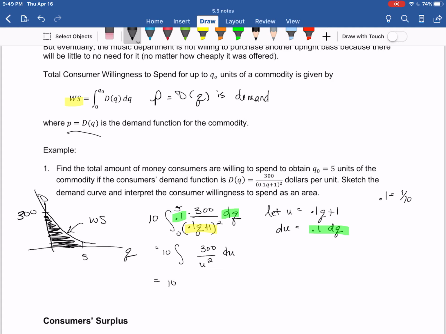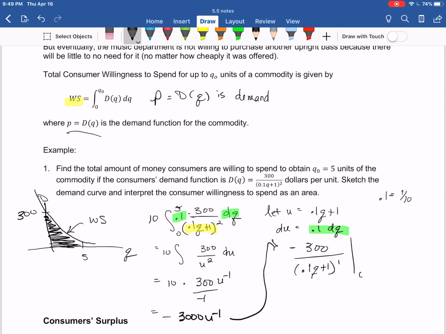So you integrate 300 over u squared, and you will get 300 u to the minus 1 over minus 1. This is negative 3,000 u to the minus 1. Okay, so now I'm going to replace the u with what it's equivalent to, negative 300, and instead of putting it on top, I'm going to write it on the bottom, 0.1q plus 1, now to the positive 1. This is now going to be evaluated from 0 to 5.